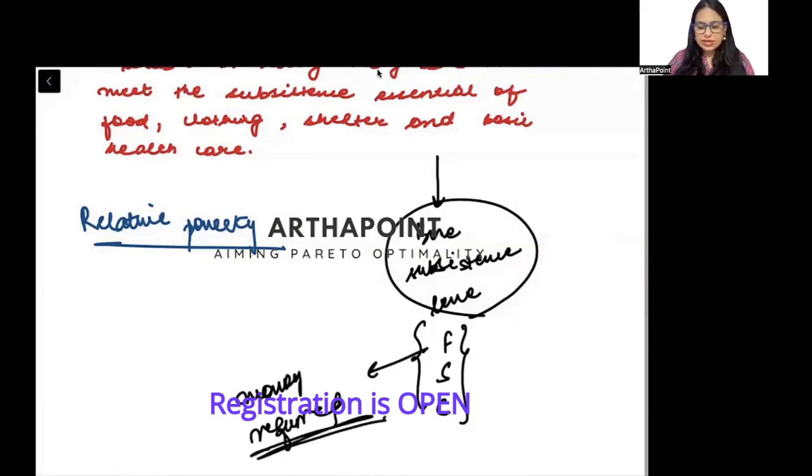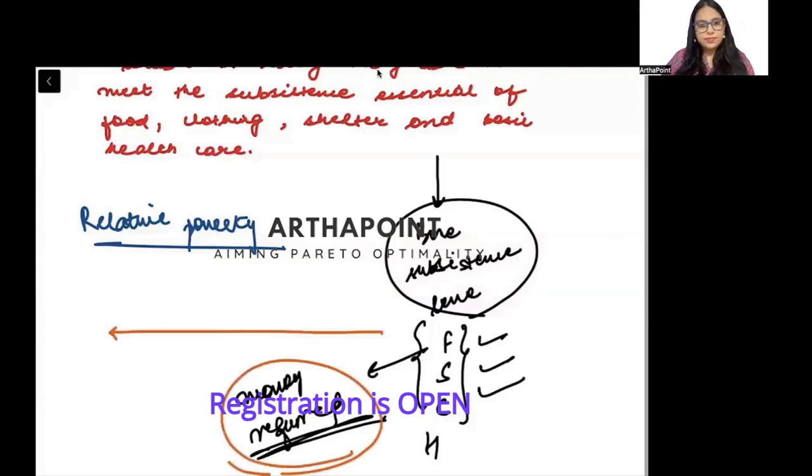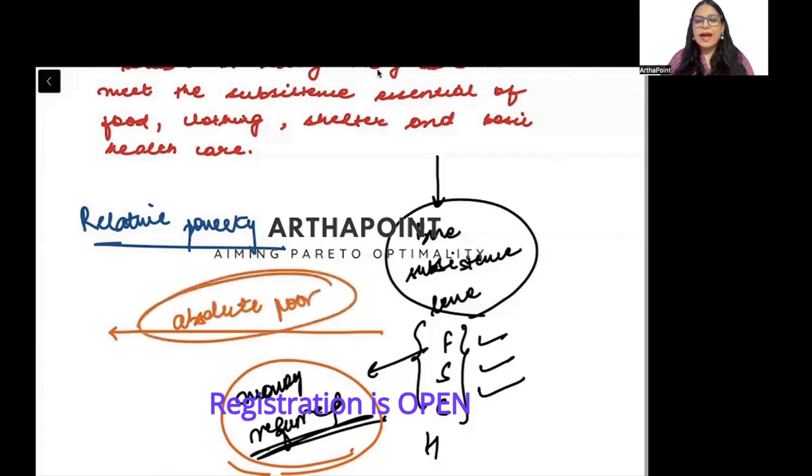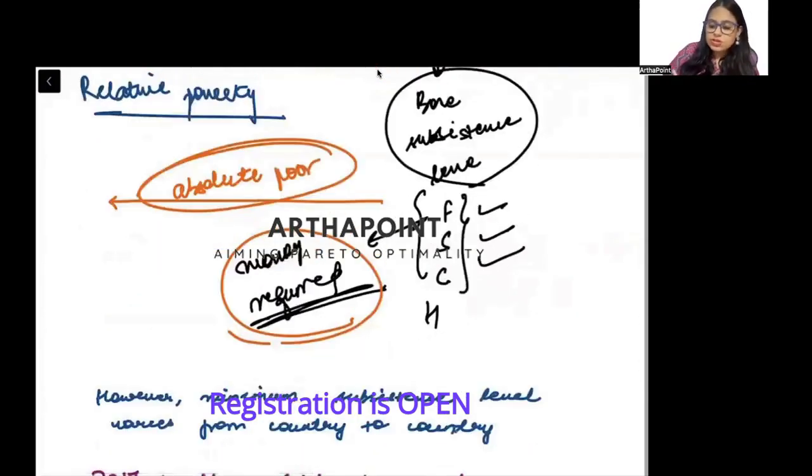इसका हम पैसा निकालते हैं कि ये चार चीजों के लिए, फूड, शेल्टर, क्लोथिंग, हेल्थ, कितना पैसा चाहिए, मिनिमम पैसा. And people who are not able to have this much money, they are called absolute poor, right? This is the concept of absolute poverty. This is different from the concept of relative poverty.